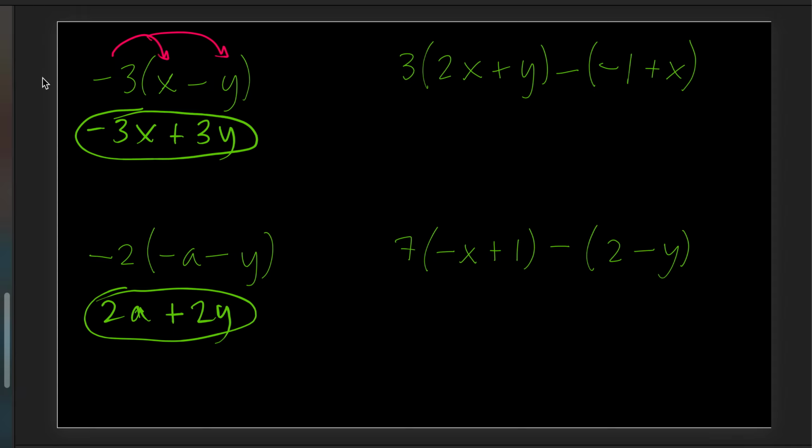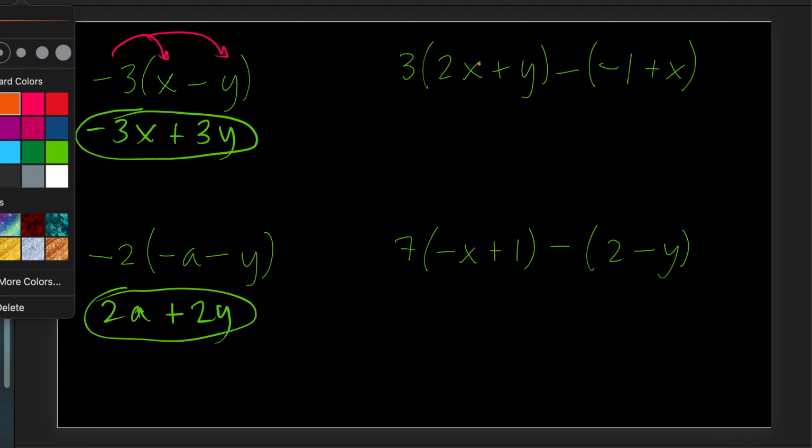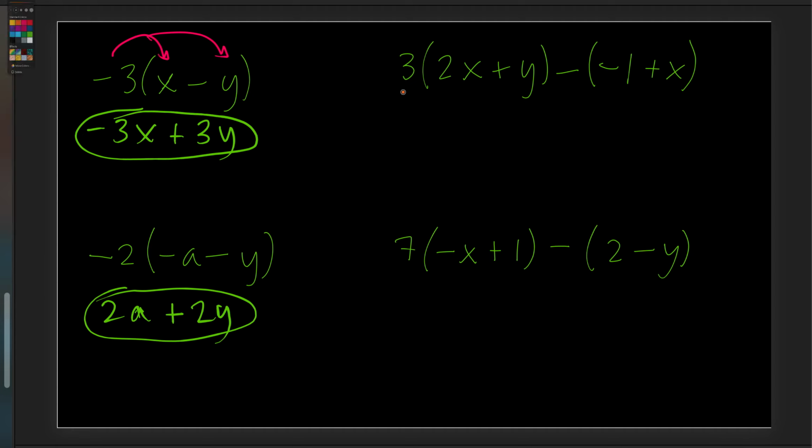Now what we have, I'm going to underline something here. 3 times (2x plus y) minus (negative 1 plus x). We kind of have two parts of this problem, this huge thing and this huge thing. So we're going to use the distributive property 2 times there.